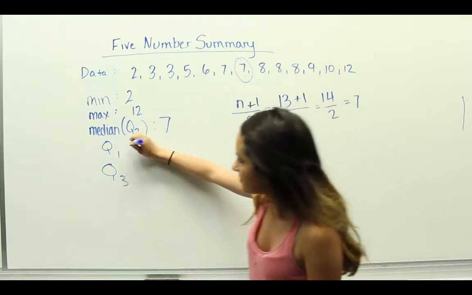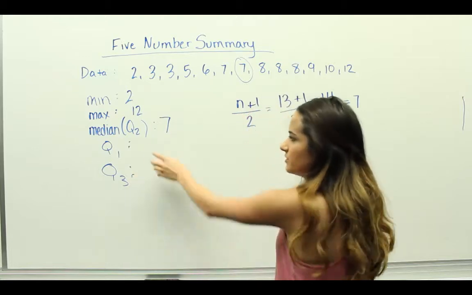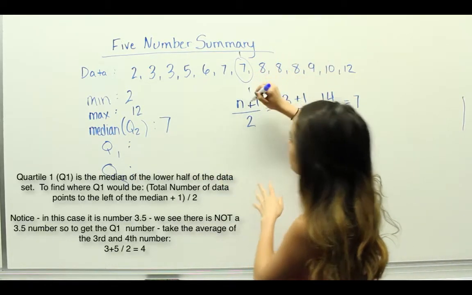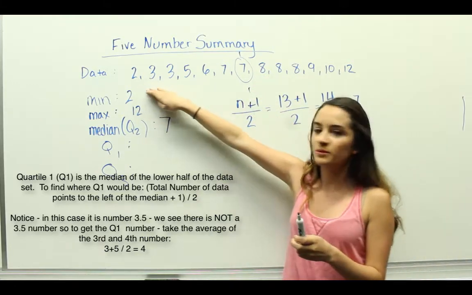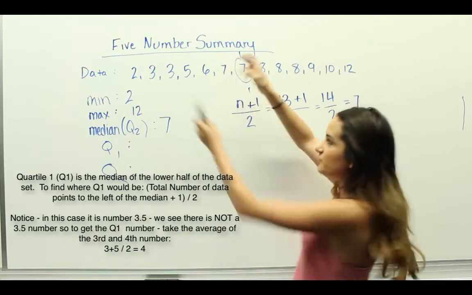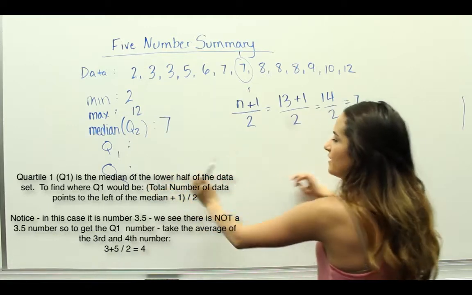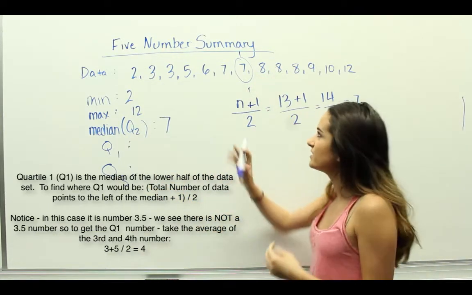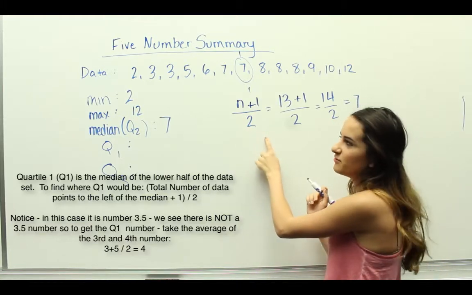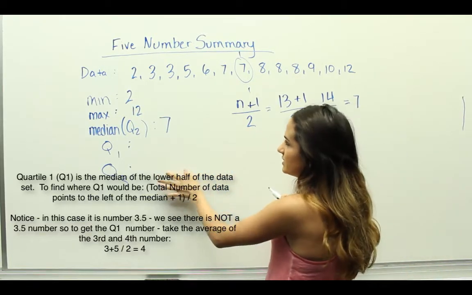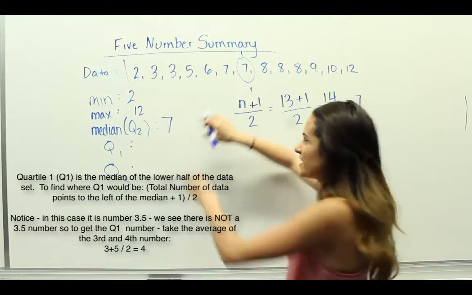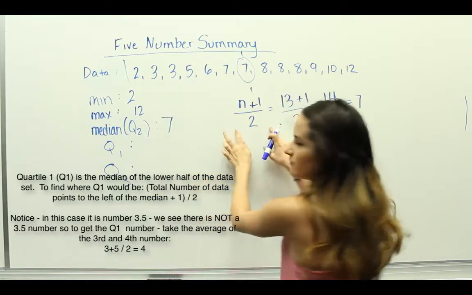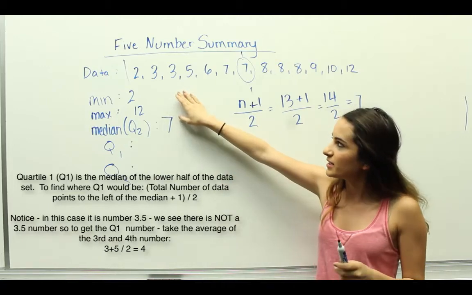So now, to solve for the 2 quartiles, we split up the data set. So quartile 1 would be the median of this first chunk of the data set. And quartile 3 would be the median of the last chunk of the data set. So we can apply this same formula to solve for these two numbers. Now let's find quartile 1. So you take this range, and you're now going to use this same formula to find the median.